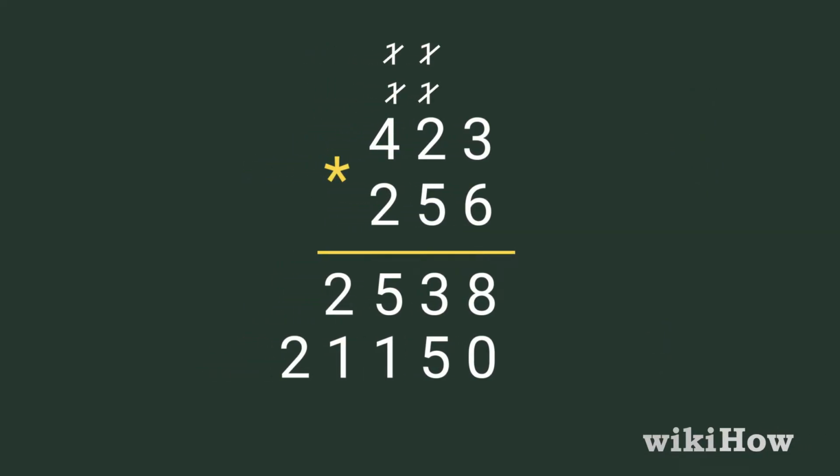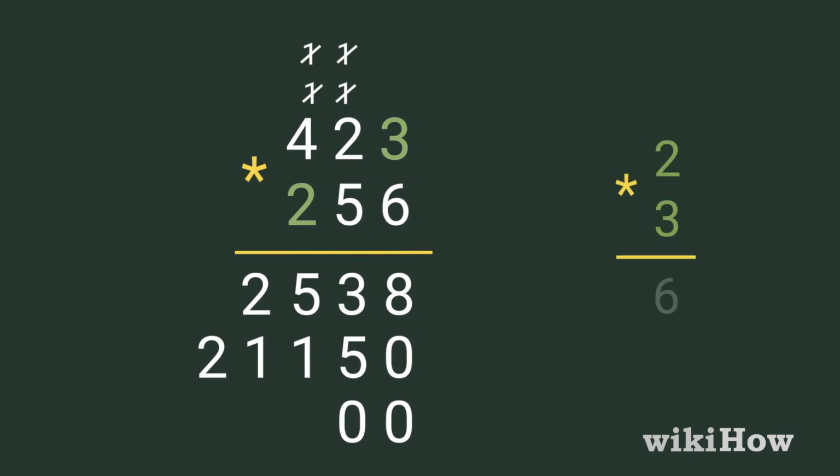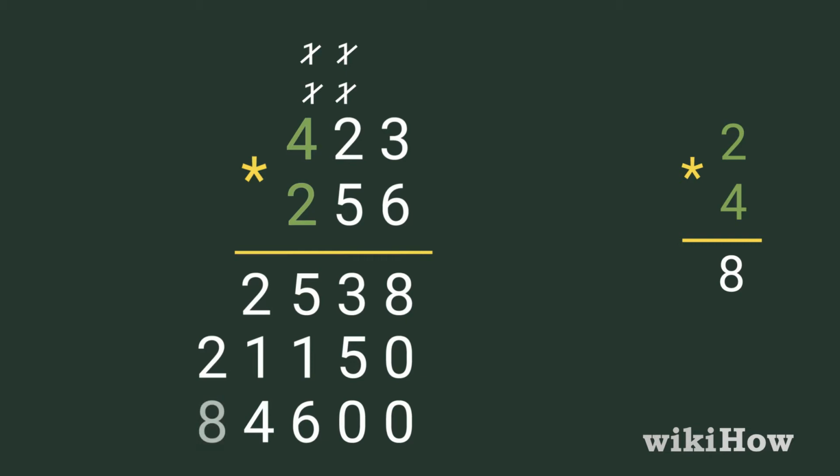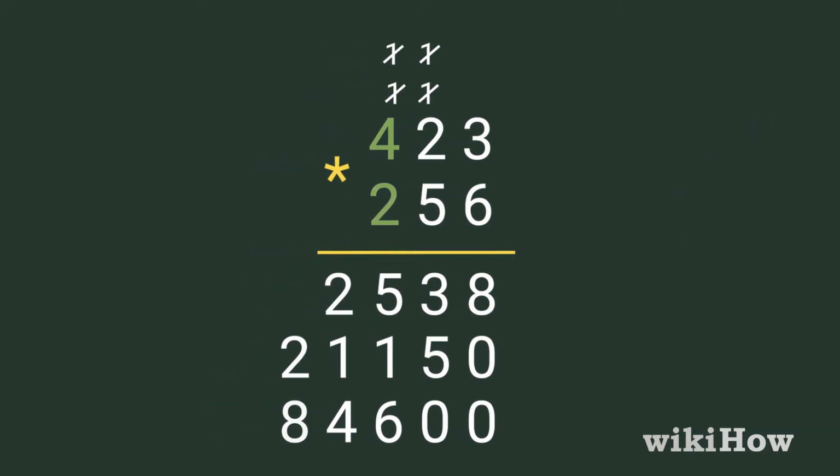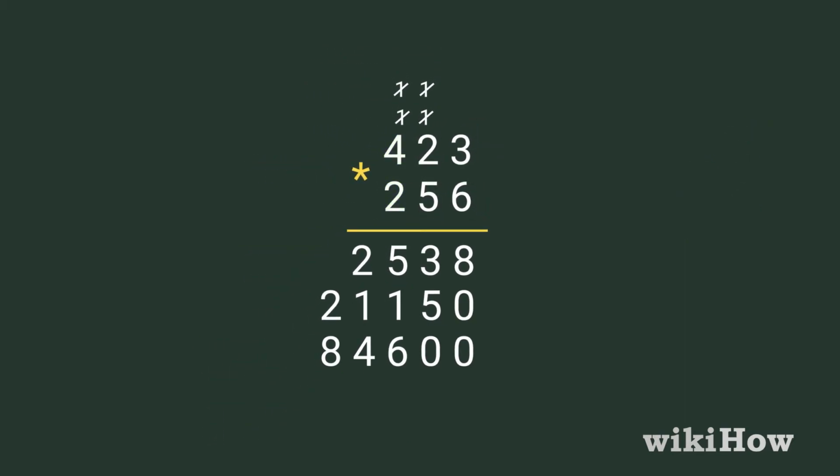With each new digit in the bottom number, add an extra zero under the answer. Keep doing this until you've multiplied all of the bottom digits by all of the top digits. Then, add all of your answers below the line together to find your final answer.